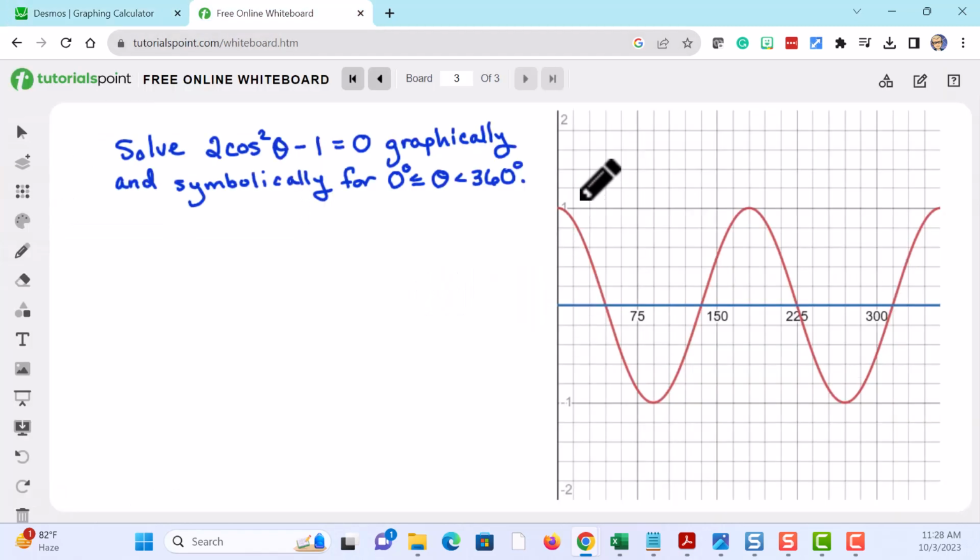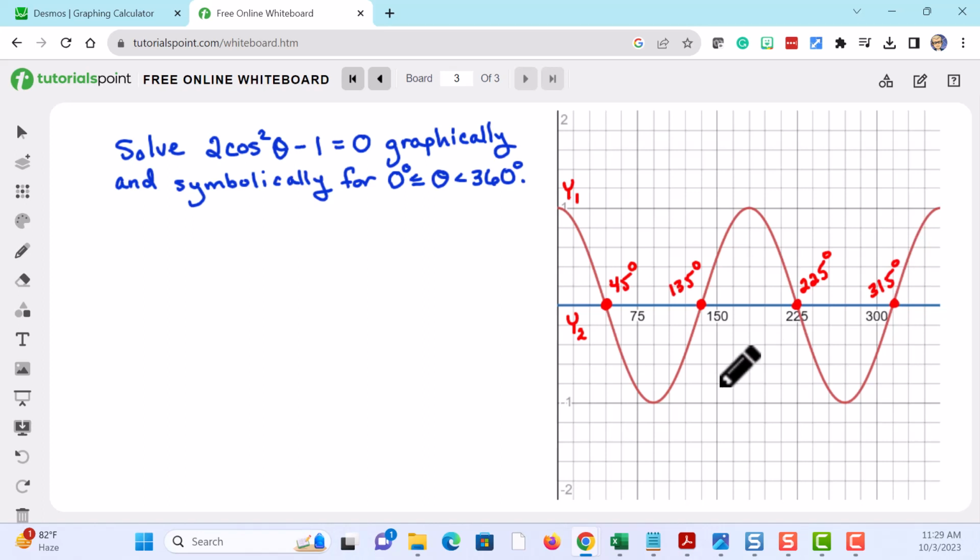So to solve the equation graphically, we first of all sketched a graph of y1, the left-hand side of the equation, y2, the right-hand side of the equation, and then we determined where the two graphs intersect each other. The first point of intersection was at 45 degrees. The second point of intersection was at 135 degrees. The next one at 225 degrees. And the last one at 315 degrees. So these are our 4 solutions.